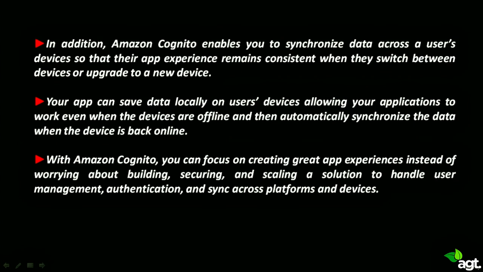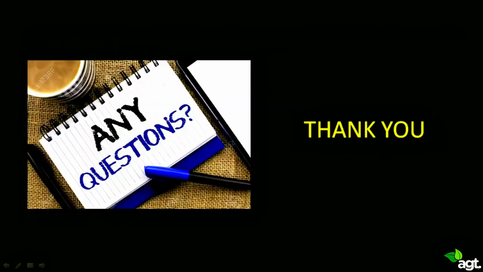So with Amazon Cognito, you can focus on creating great application experiences instead of worrying about building, securing, and scaling a solution to handle user management, authentication, and sync across platforms and services. And Amazon Cognito is designed for developers who want to add user management and sync functionality to their mobile and web applications. So developers can use Cognito Identity to add sign up and sign in to their applications and to enable their users to securely access their application resources. So Amazon Cognito also enables developers to sync data across devices, platforms, and applications.